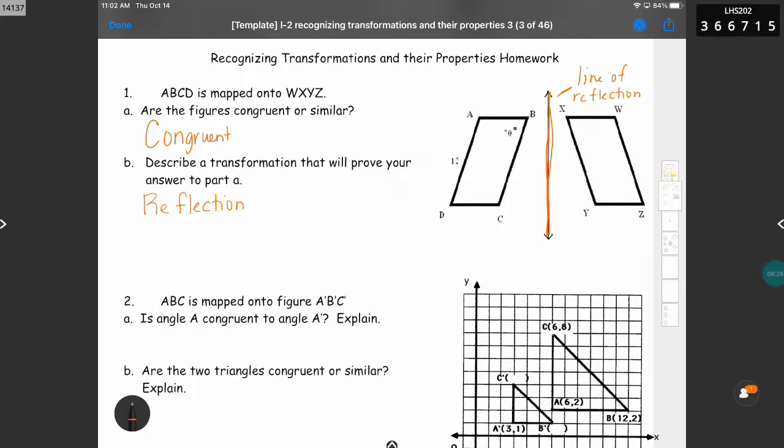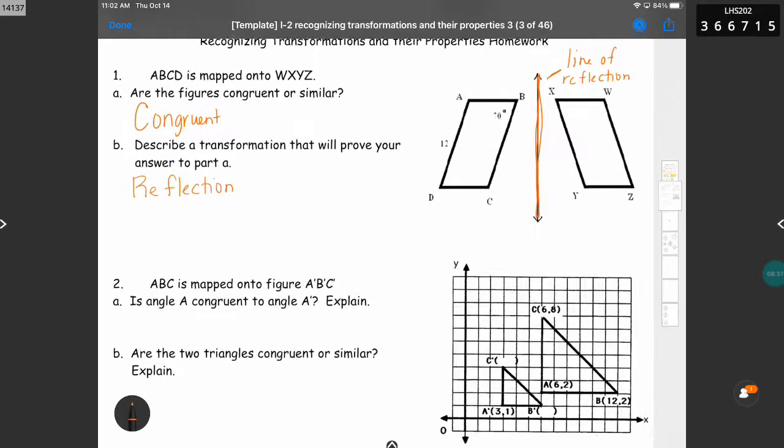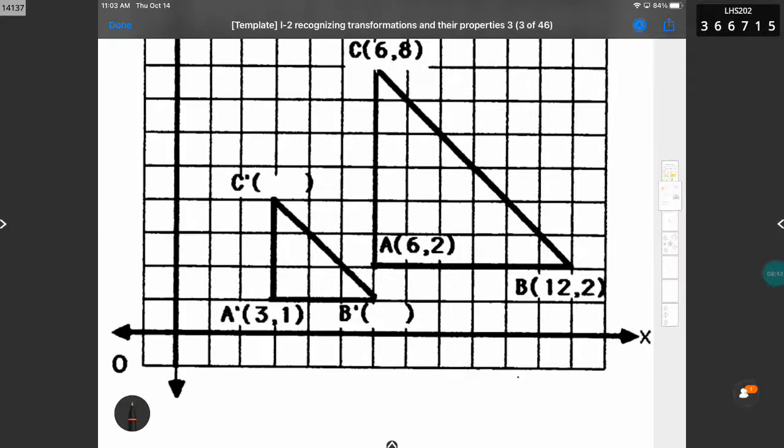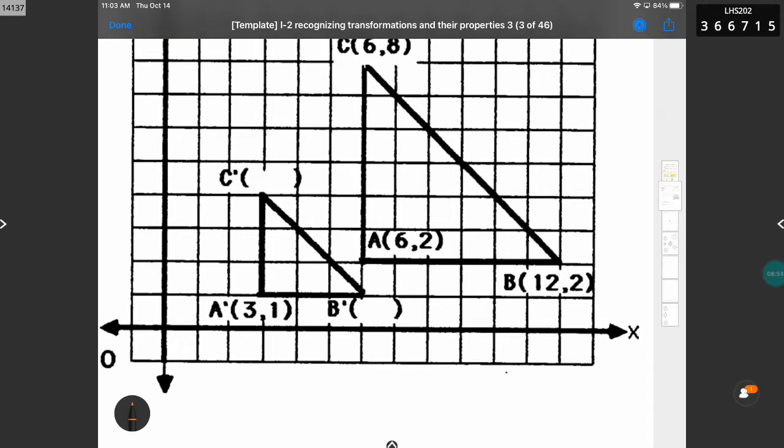I need you to listen. Triangle ABC is mapped onto figure A prime, B prime, C prime. Is angle A congruent to angle A prime? Hold up. Is angle A, this is angle A, congruent to angle A prime? Yes, they're the same because both what?